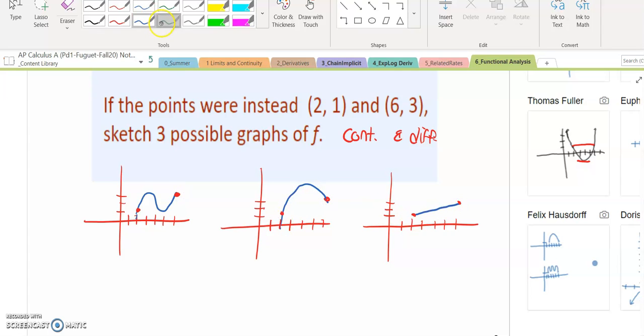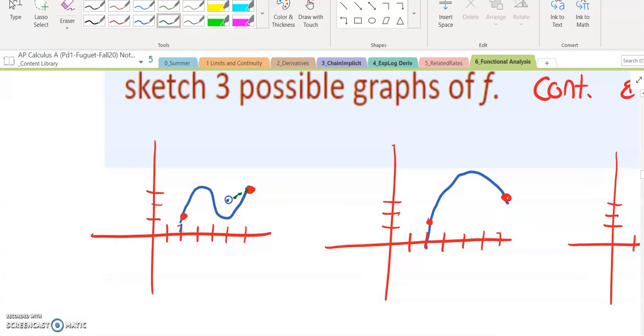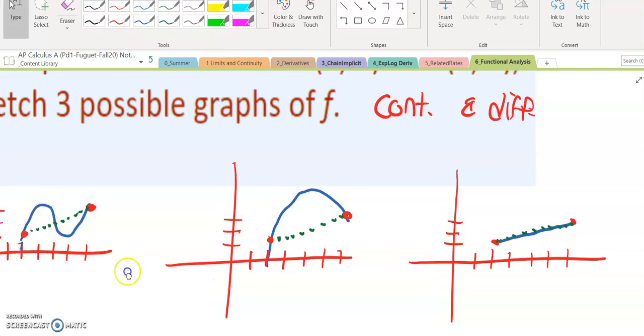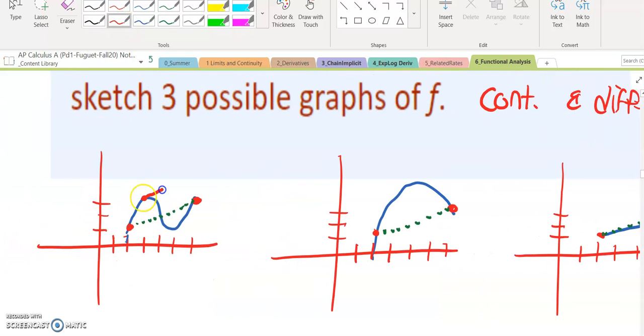What we're seeing in all of these examples is that the average rate of change is this green dotted line, and the tangent line is going to be this red line. Notice that there's a guarantee of at least one time where the tangent line and the secant line are parallel to each other, aka they're the same. Here it is again. When this is your secant line, this is your tangent line, and they are parallel. So there is a guarantee that there will be one tangent line parallel to the secant line.